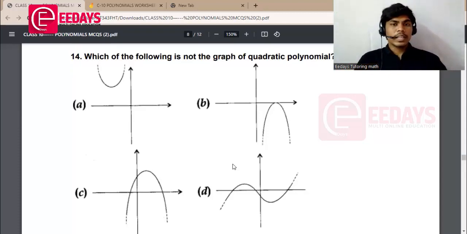What is the word quadratic? In polynomials, we have discussed classification based on number of terms and degree. Based on degree, if the degree is 1, we call it a linear polynomial. If the degree is 2, we call it a quadratic polynomial. If the degree is 3, we call it a cubic polynomial. This is what we have discussed. I already gave the hint: for a quadratic polynomial, the degree is 2. Now observe the graph here.